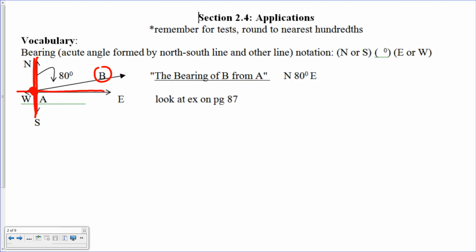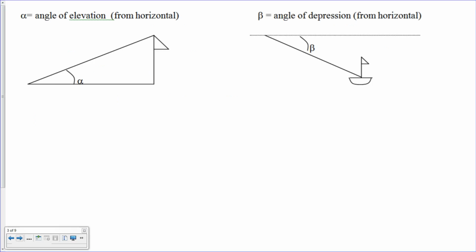The way that you label it is either north-south, and then the degree, and then east-west. And we'll get back to that in a couple problems. There are a couple little concepts in here that you've been exposed to before, but you still need to know. One is the angle of elevation, the other is the angle of depression.